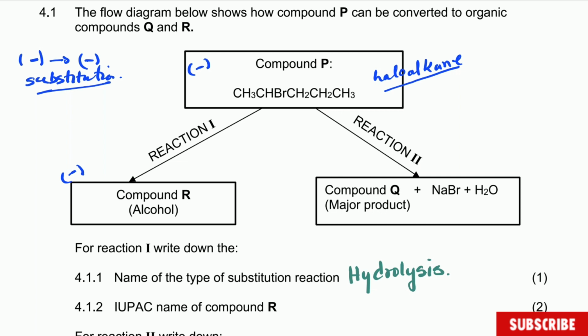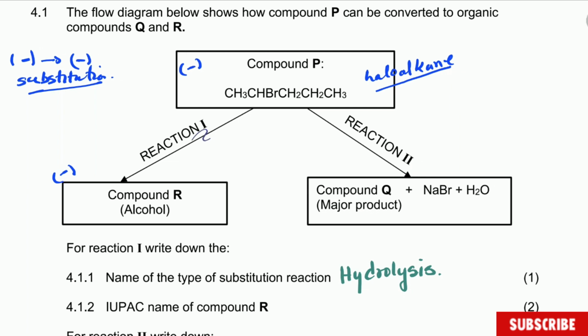Next, they ask for the IUPAC name of compound R. Remember, it's an alcohol. For this reaction, I want you to remember, you do need a strong base, and that strong base must be dilute. It must be a dilute strong base for this reaction to happen, for example sodium hydroxide or potassium hydroxide. So let's do the reaction real fast so you understand what is going on, and obviously write the name of the alcohol.